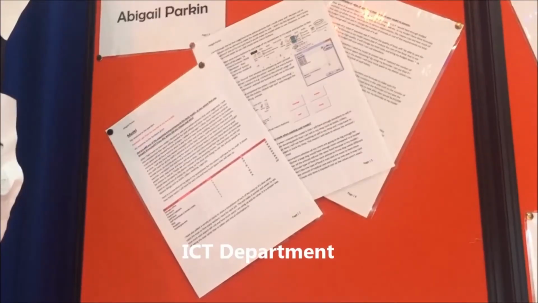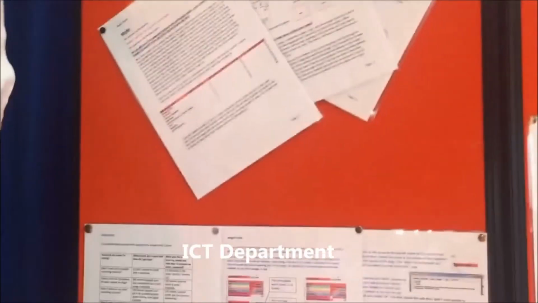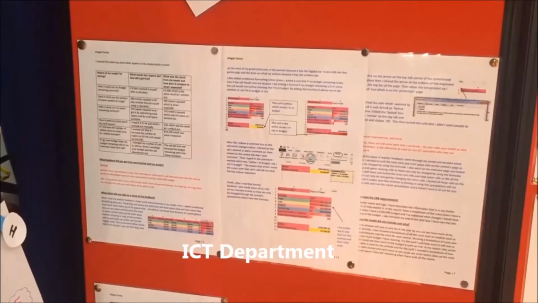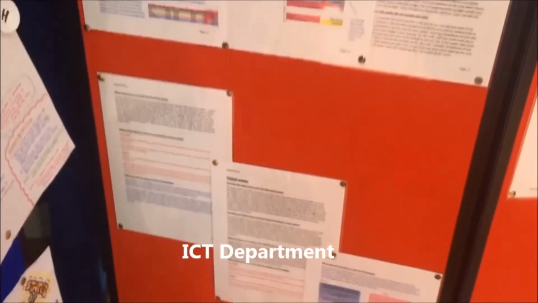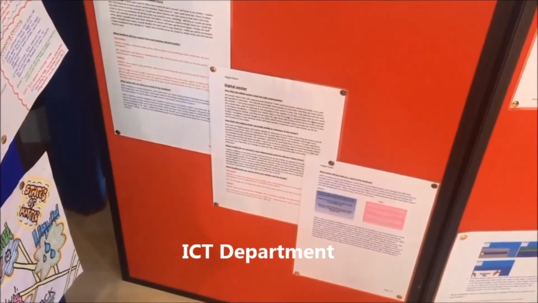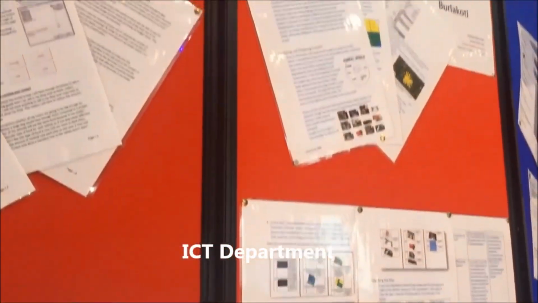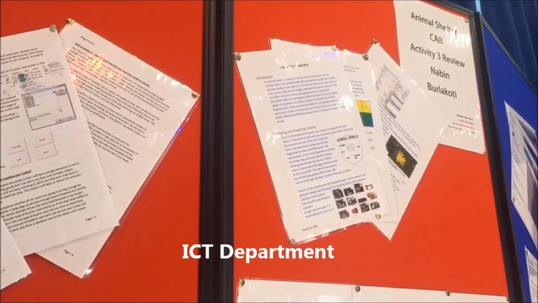The board on the left shows activity 2. This is where students have to create a spreadsheet model to organise the finances of an animal shelter. They have to include formulas and any information regarding staff and animals they are looking after.